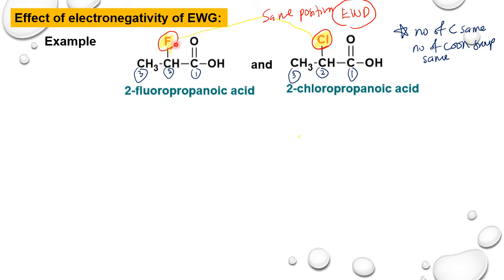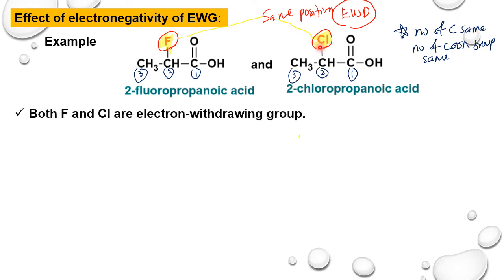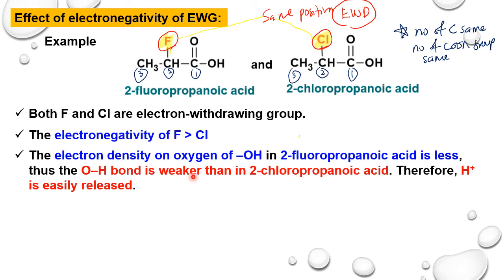Compare between the electronegativity of the electron withdrawing group. Okay, fluorine, chlorine, electronegativity berbeza. Okay, jadi awak akan tulis dulu both fluorine and chlorine are electron withdrawing group. Okay, tapi awak nyatakanlah tentang electronegativity dia. So, electronegativity of fluorine is stronger ataupun higher than chlorine. Jadi, the electron density on oxygen of OH in 2-fluoropropanoic acid is less.